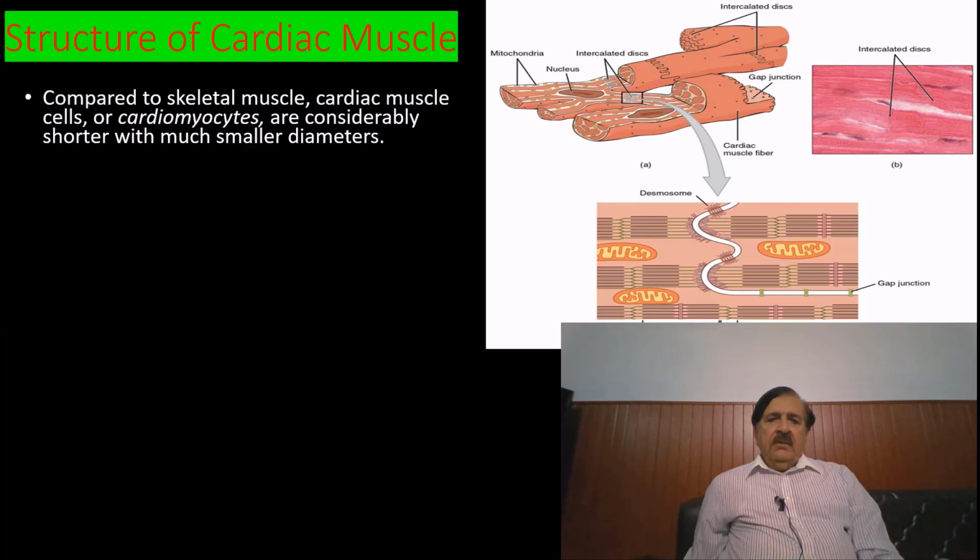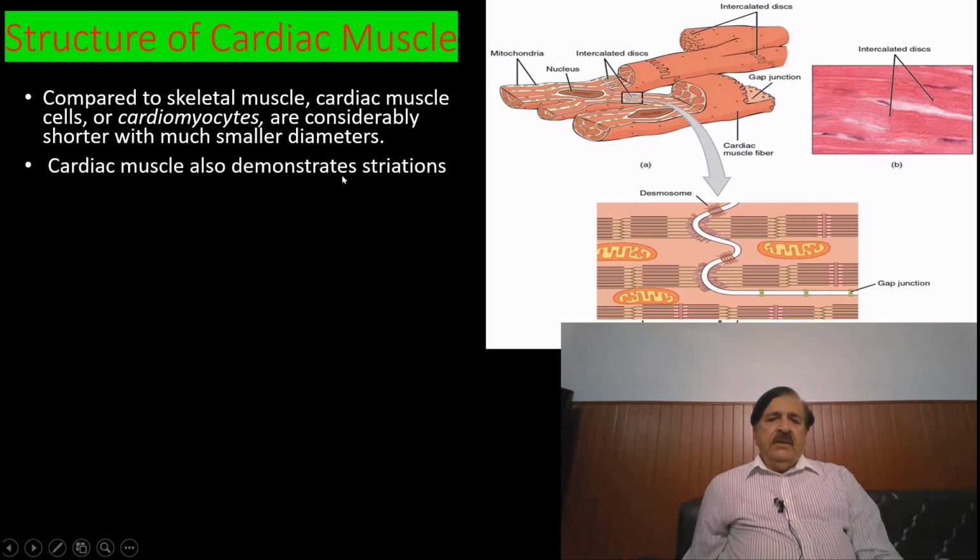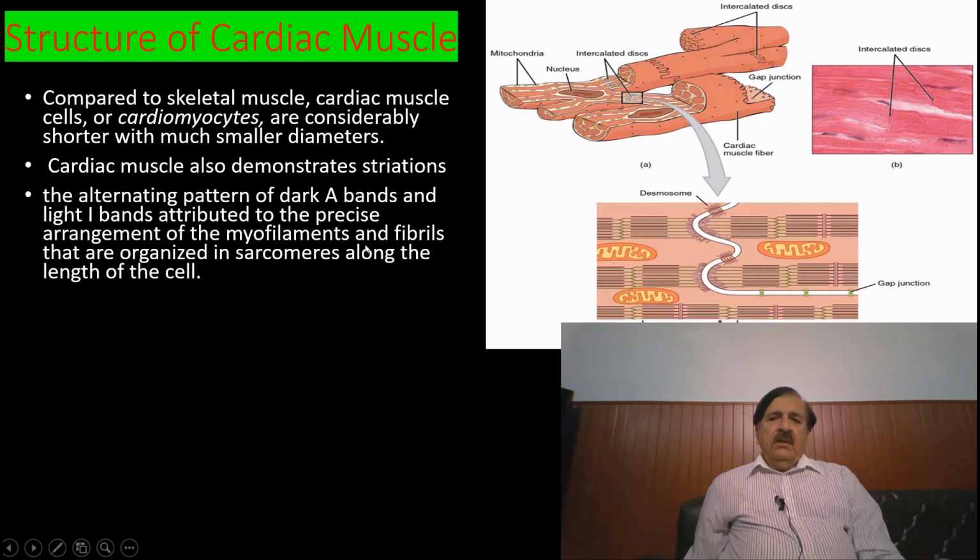Structure of cardiac muscle. Compared to skeletal muscle, cardiac muscle cells, or cardiomyocytes, are considerably shorter with a much smaller diameter. Cardiac muscle also demonstrates striation. You can see that there are striations in the cardiac muscle.